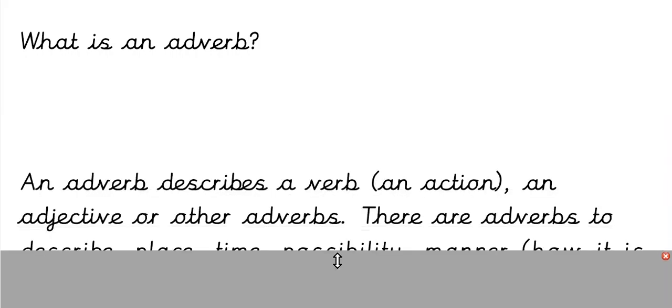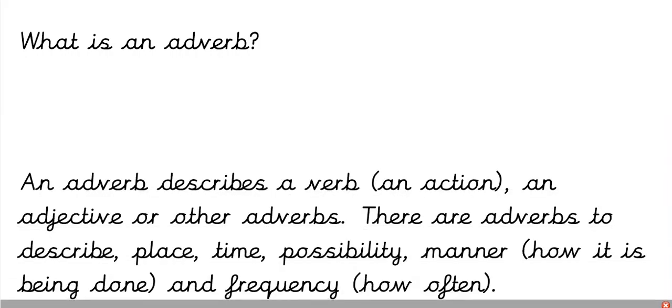So the first thing that I want you to do is try and remind yourself what an adverb is. Have a think, what is an adverb? So an adverb describes a verb, which is an action, an adjective, or other adverbs. So there are adverbs to describe place, time, possibility, manner, which is how something is being done, and frequency, which is how often something is being done. So you should be able to remember those because in our classroom up on our working wall, we have those adverbs up there.